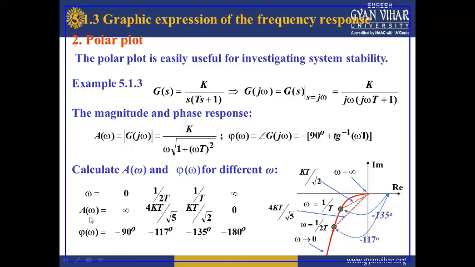Now we know that as we vary omega from 0 to infinity, we are varying the phase angle from minus 90 degrees to minus 180 degrees. Now when I plot this on the real axis and the j omega (imaginary) axis, the movement of the plot is from omega equal to 0 to infinity.